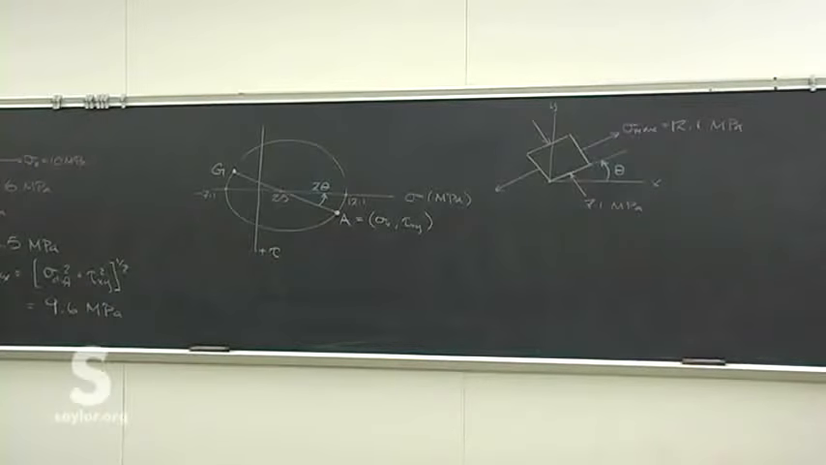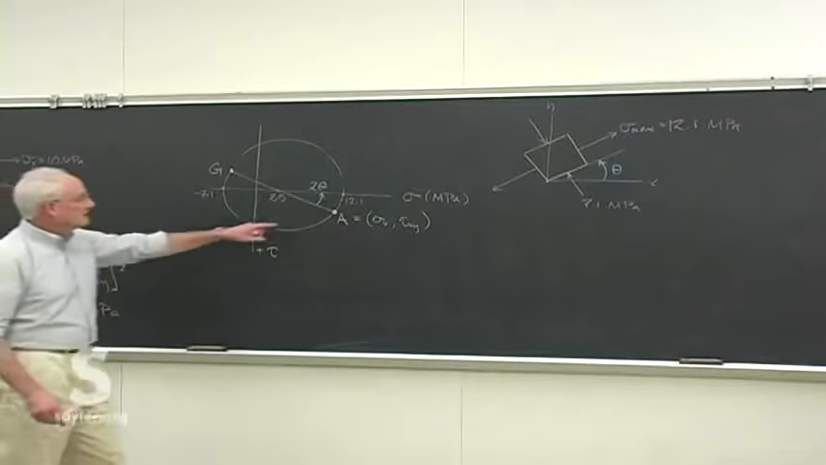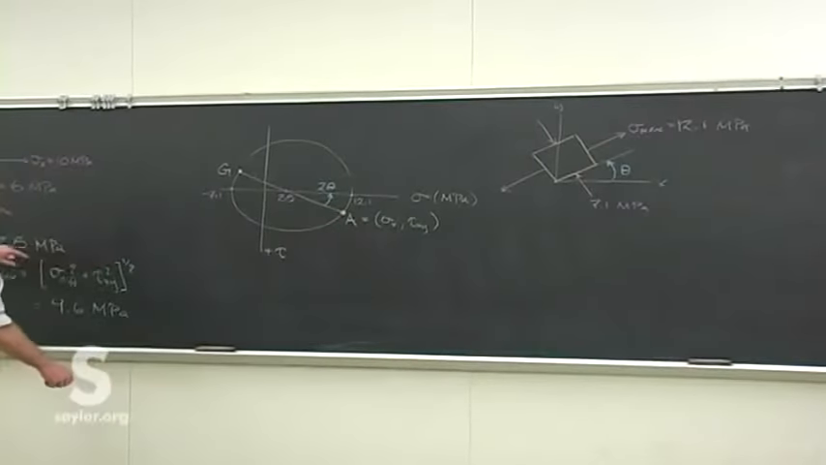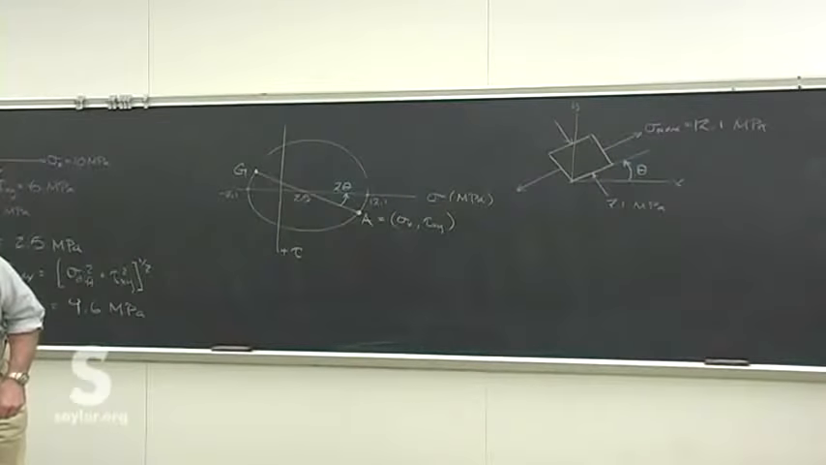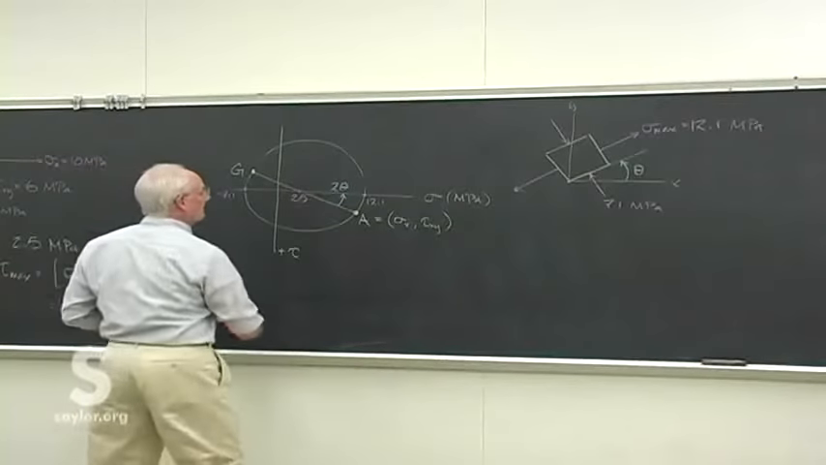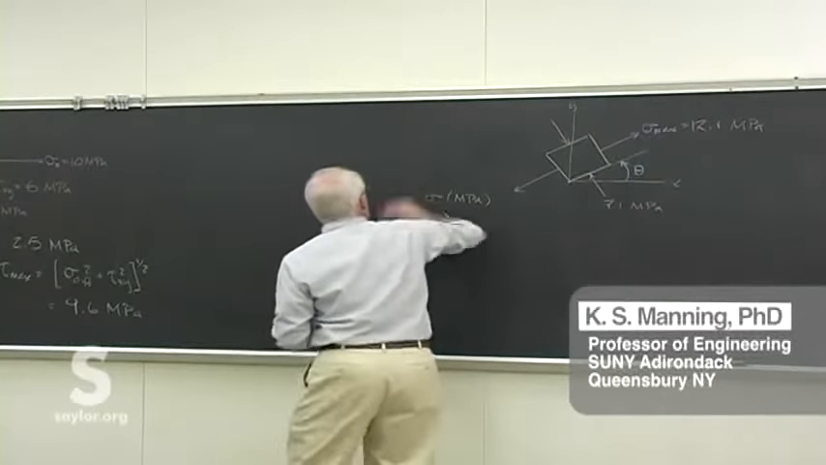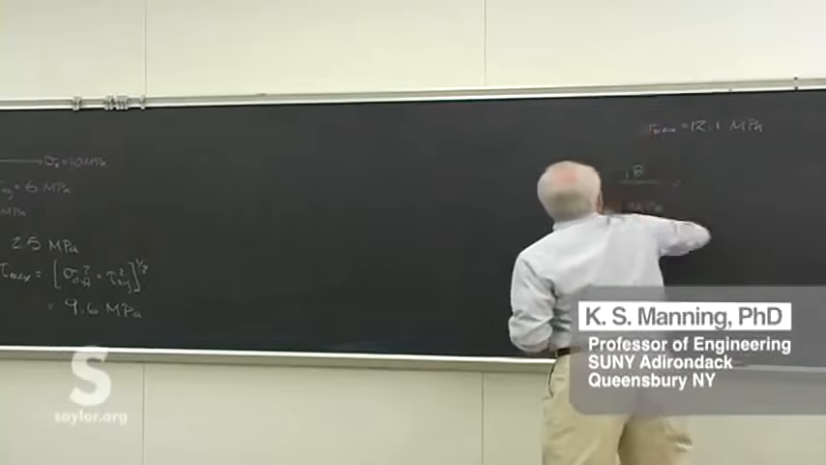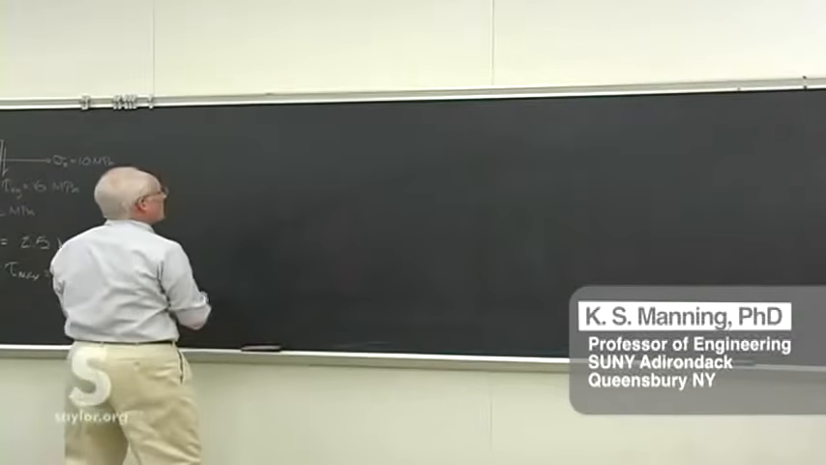Isn't tau xy negative, so shouldn't point A be above the... No, tau xy. It's -6. Oh, for this one? Yeah, I guess so. So, man, you could have come up with that a little earlier, because that changes everything. But we'll go through it again.